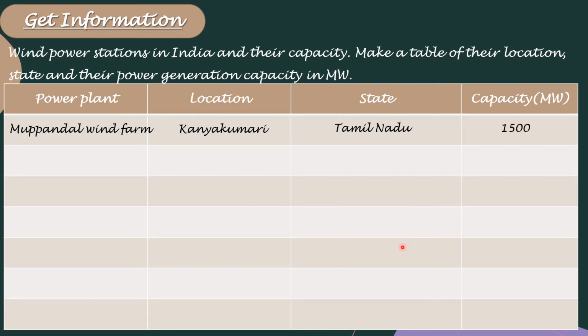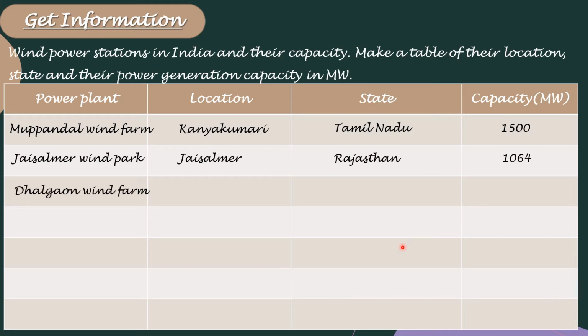Then the second power plant is Jaisalmer Wind Park. It is located in Jaisalmer in the state of Rajasthan with a capacity of 1064 megawatt. Then the third power plant is Dalgaon Wind Farm. It is located in Sangli in the state of Maharashtra, and it is having the capacity of 278 megawatt.